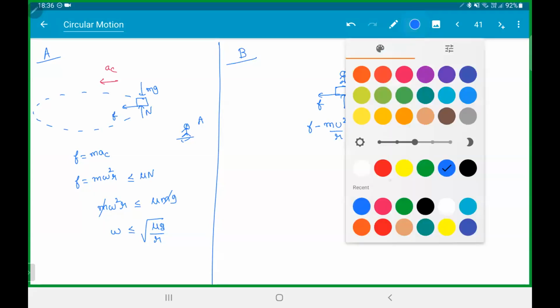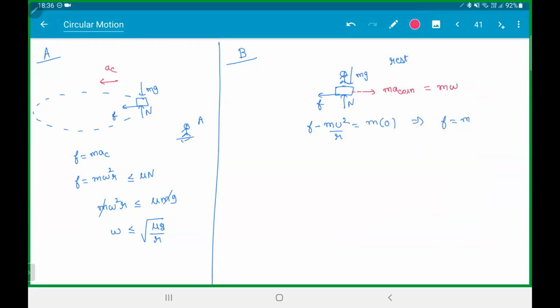End of the day, the equation will come the same. M omega square r, which should be less than or equal to mu into N. Same story you get. Omega is less than or equal to root of mu g by r. So this is using centrifugal force.